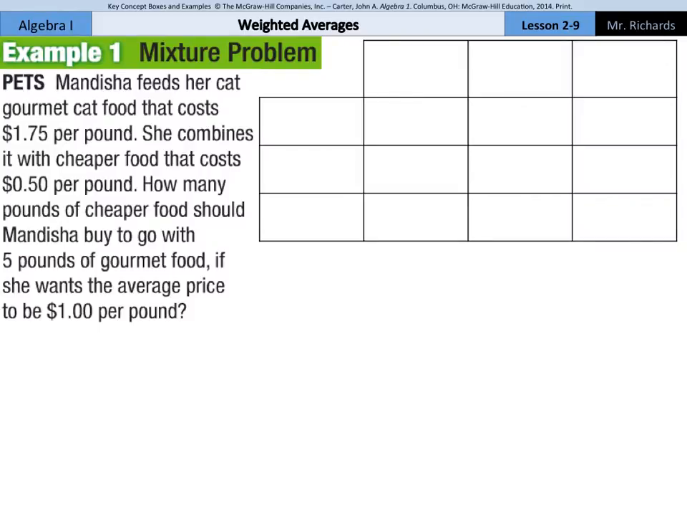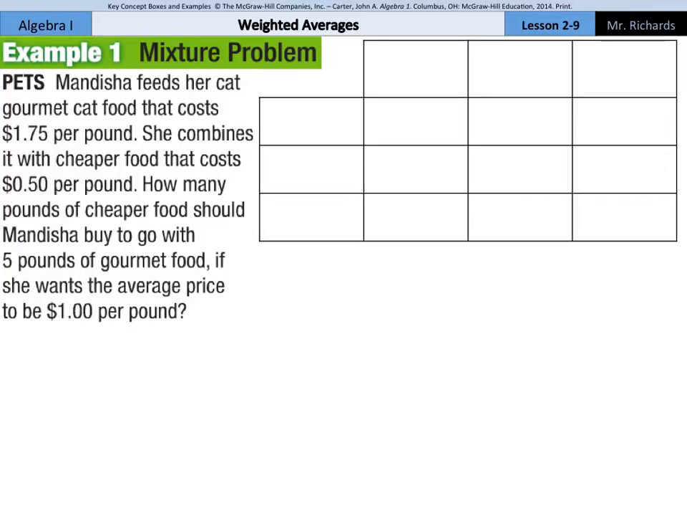Our first example is a mixture problem. Mandisha feeds her cat gourmet cat food that costs $1.75 per pound. She combines it with cheaper food that costs 50 cents per pound. How many pounds of cheaper food should Mandisha buy to go with 5 pounds of gourmet food if she wants the average price to be $1 per pound?